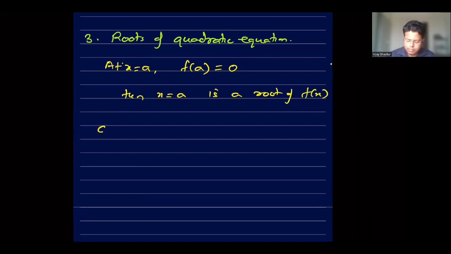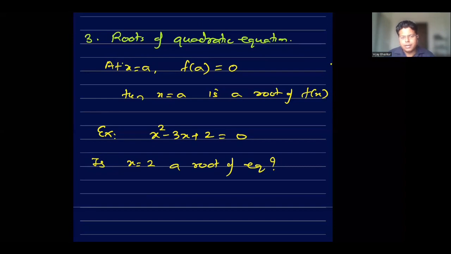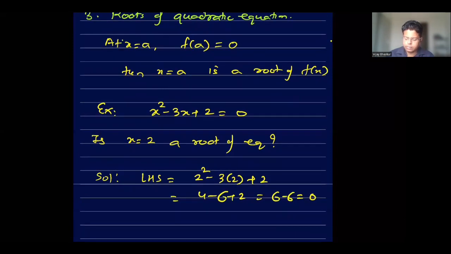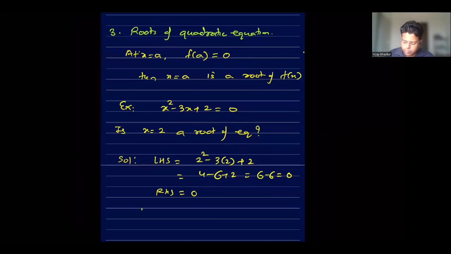For example, x square minus 3x plus 2 equal to 0 is given, and we have to check whether x equal to 2 is a root of this quadratic equation. So simply what will we do, we will substitute this into the function. So LHS: 2 square minus 3 into 2 plus 2, 4 minus 6 plus 2, which is equal to 6 minus 6, which is equal to 0. The RHS is 0. Since this is satisfying the equation, therefore x equal to 2 is a root.